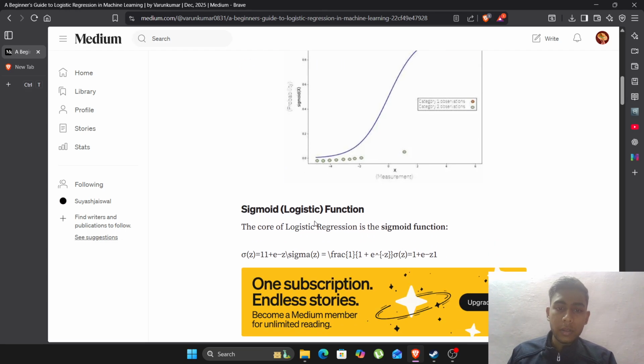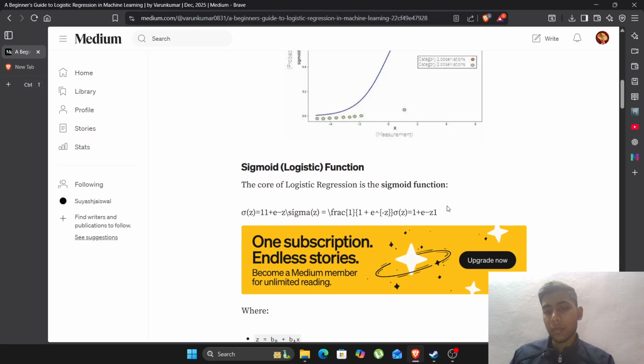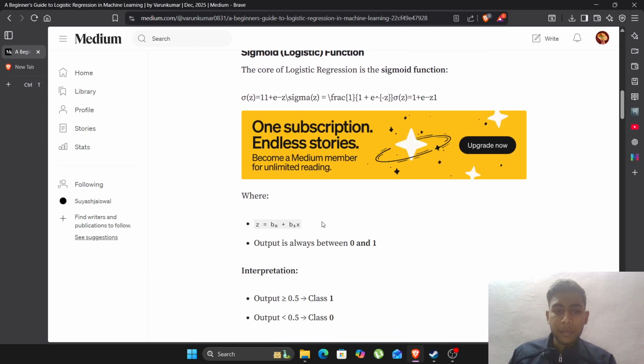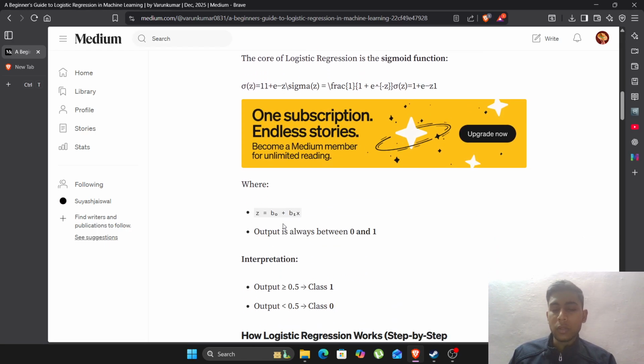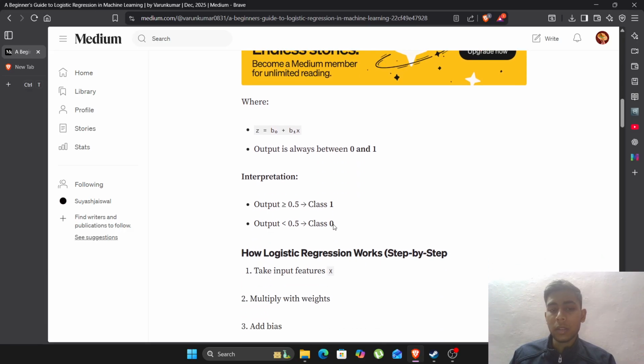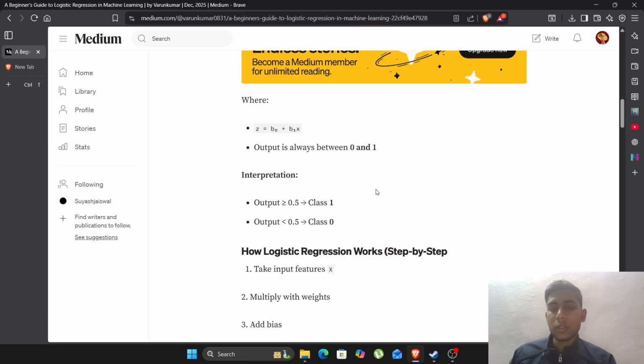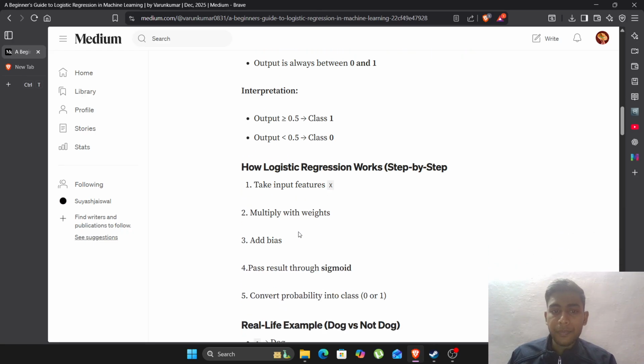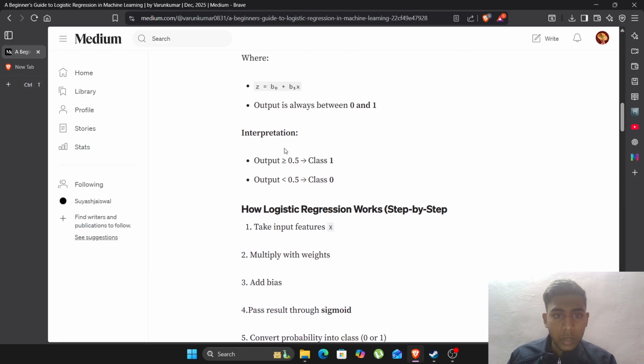The sigmoid logistic function is the core of logistic regression, where z equals b0 plus b1 x. Output is always between 0 and 1, and the interpretation is here for class 1 and class 0: output greater than or equal to 0.5 is class 1, and less than 0.5 is class 0.